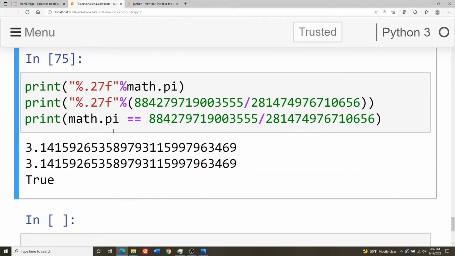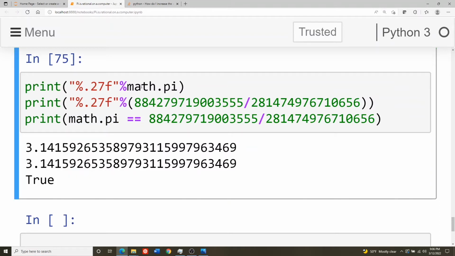Okay, so I claimed that pi was rational on a computer using double precision floating point arithmetic. And here is my proof. This number, 884 trillion and so on, divided by 281 trillion. So these are two integers. We divide them out and we say, does that equal math.pi? This is in Python. And boom, it returns true.